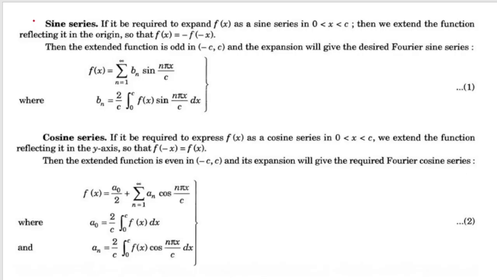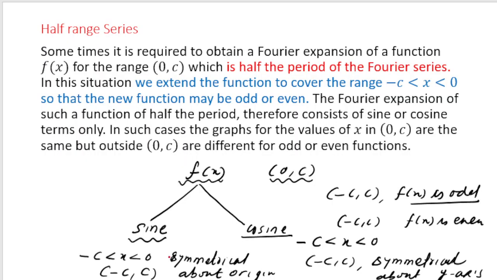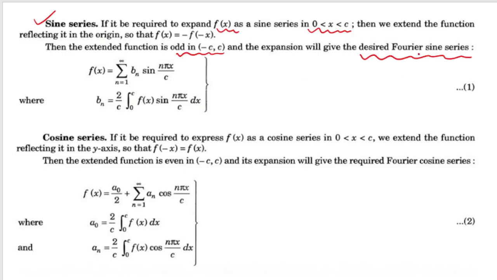So look at this: how do we write the sine series? If it is required to expand f of x as a sine series in the interval 0 to c, then we extend the function reflecting it in the origin, so that f of x becomes minus of f of minus x. Then the extended function is odd in the interval minus c to c, and the expansion will give us the desired Fourier sine series. This is what I was explaining here, that if we extend the function in minus c to 0, what we will get is the desired Fourier sine series.